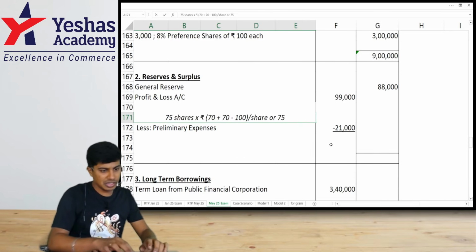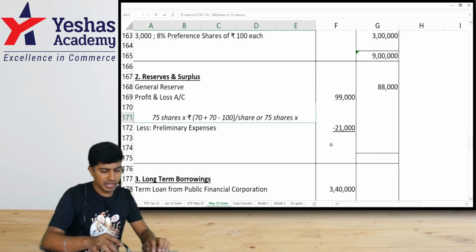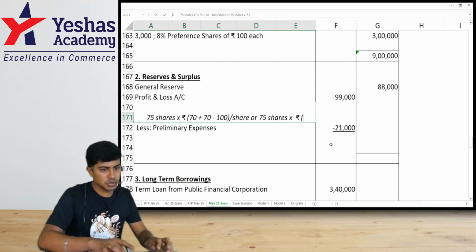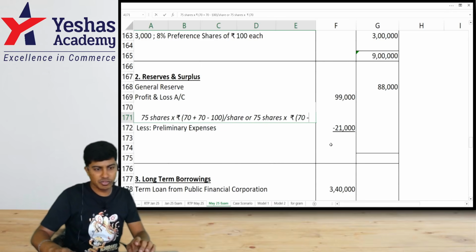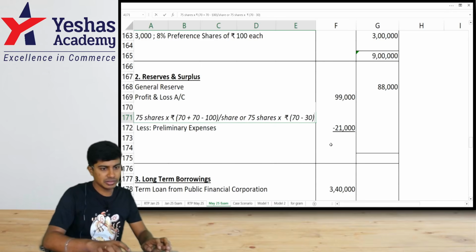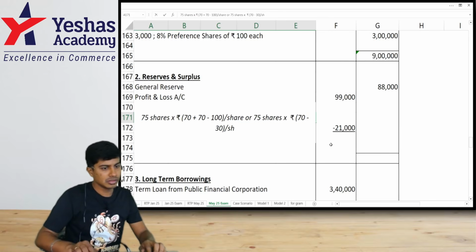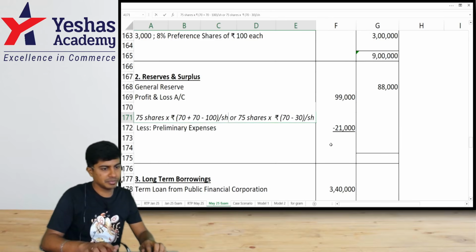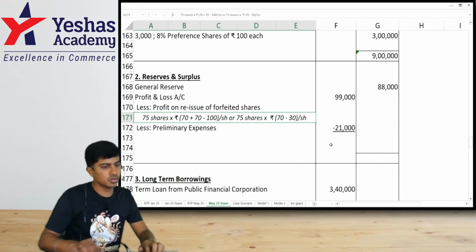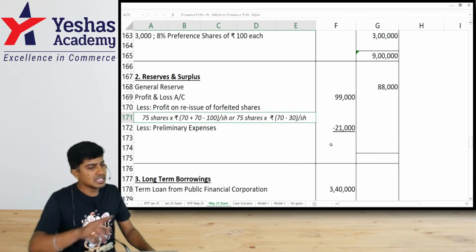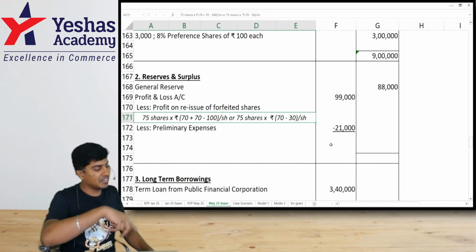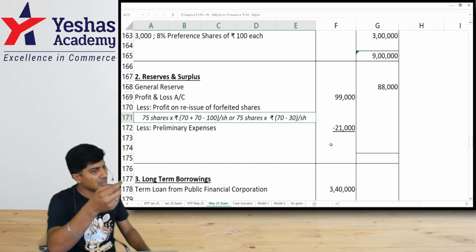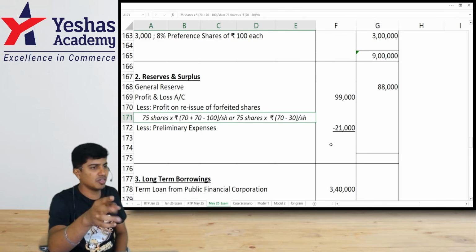Or 75 shares multiplied by how much you were supposed to collect? 30. How much have you collected? 70. Either of the methods is accepted. I don't know which one you like. Do either of them. 70 minus 30 is 40. 70 plus 70 minus 100 is 40. If you don't understand both of these, do ask me.